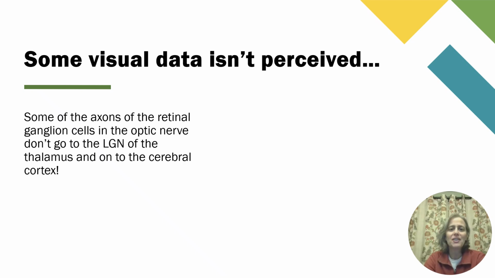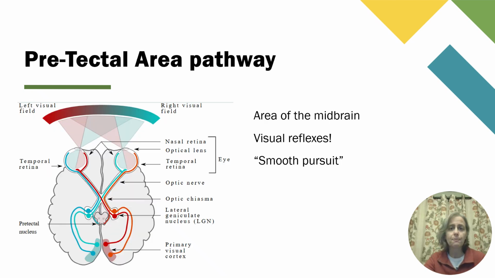Before we close out perception, I want to finish with the fact that some of the visual data isn't perceived at all. So we have some axons that are coming from the retinal cells, from those retinal ganglion cells, traveling through the optic nerve that don't go to the lateral geniculate nucleus of the thalamus and then back through the radiations to the occipital cortex like we talked about. They bypass that entirely, and so we are not consciously aware of these visual signals, of this visual information coming in, but it does some important things for us.